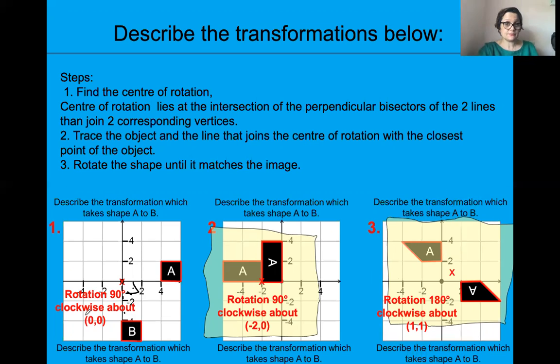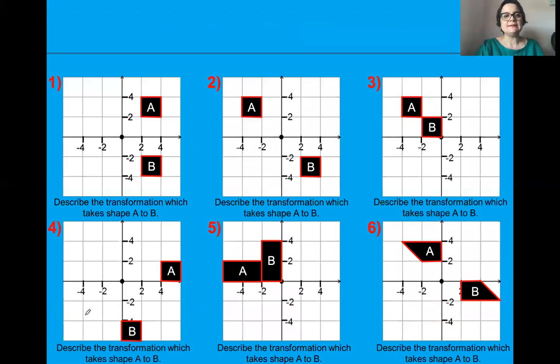And if the image and the object don't match, then you try the other way, try the anti-clockwise. So do exactly the same thing with these questions. This is your independent work. Describe the transformations, follow the rule of finding the center of the rotation. That is the key to describing rotations.